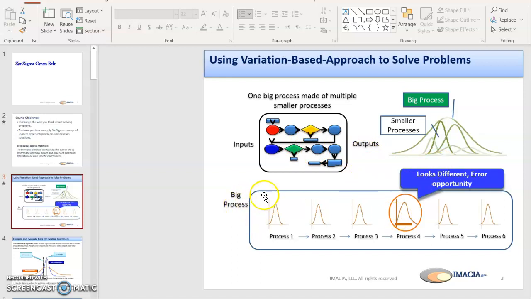So if we look at the big process as a snapshot, we will find that maybe process 1 gives to process 2, to 3, to 4, to 5 and 6, and maybe after 6 it delivers the output. However, this process, maybe 4, will look different, because there are opportunities for errors. Hence the concept of Six Sigma is built on identifying the potential, the opportunity for making errors in a specific process and attacking that to eliminate that potential and opportunity.